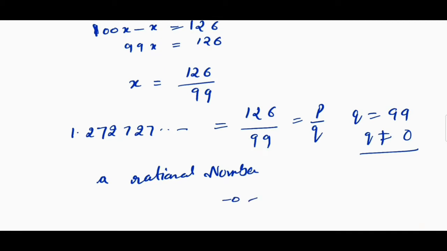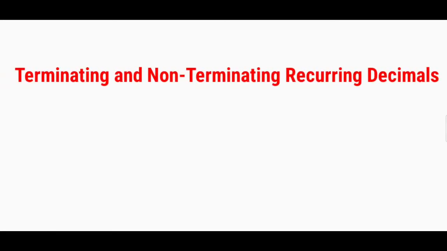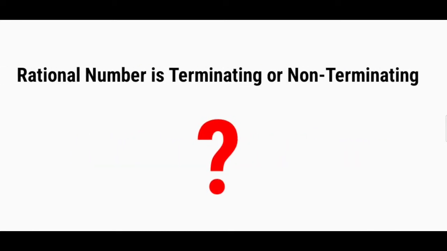And we'll do more such questions in exercise 1.3 of NCERT book. Prove that the terminating decimals and non-terminating recurring decimals are rational numbers. Sometime in your exam you'll get questions like, without doing any division, find whether the given rational number is terminating or non-terminating.